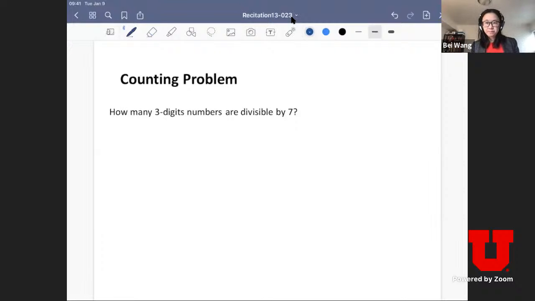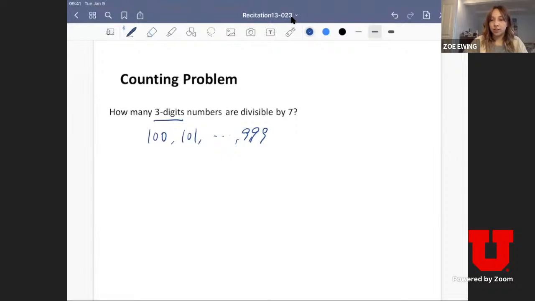Any volunteer? As you are thinking about the solution, let's give you a small reminder. It has to be a 3-digit number, so it has to start with 100 and 101 and so on. And the last number you're going to consider is 999. Okay. And then you need to look at them to see which one is divisible by 7.